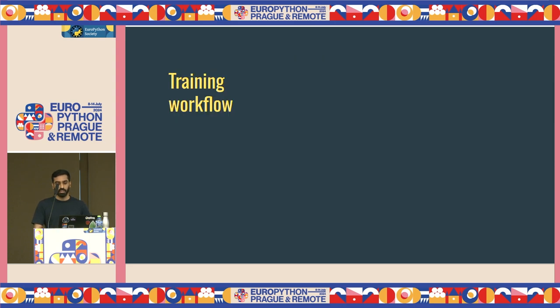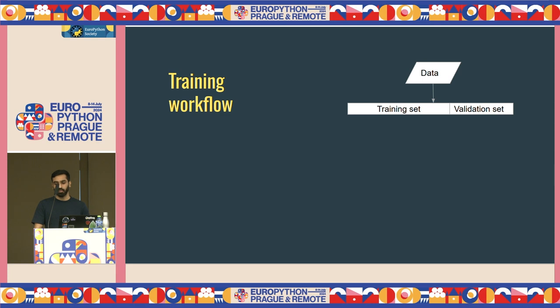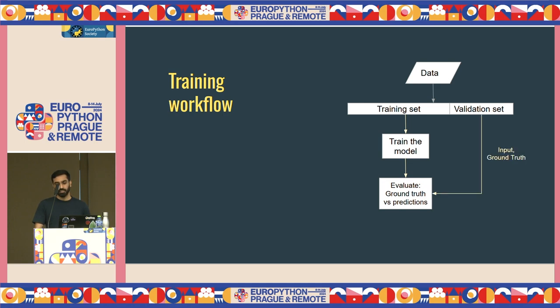So here's how a general deep learning workflow goes. We take the data and we split that into training and validation sets. Then we train the model, and after that, we evaluate it on the validation set. Based on the evaluation score, we save it as a predictive model. And if we are not satisfied with the score, we fine-tune it until we get a better score.